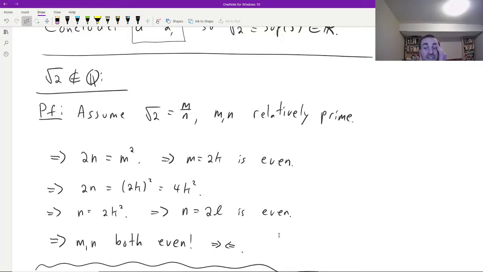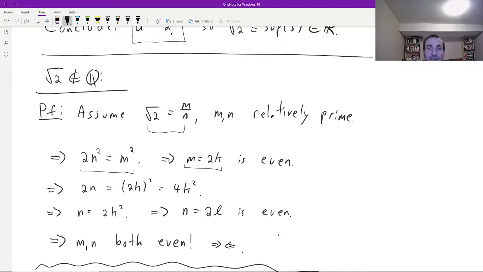The proof here is completely unrelated to anything else we're doing in the class, but it's relatively short, so I'll give it anyways. Let's assume that root 2 is sitting inside of the rationals. So that means you can write root 2 is equal to m over n for some pair of integers m and n that are relatively prime. That is, they have no common prime factors. So let's just rearrange this. We get 2 is equal to m squared over n squared, so 2n squared is equal to m squared.